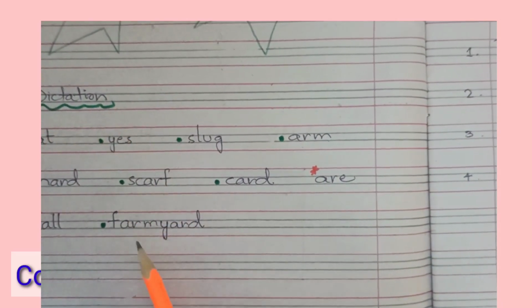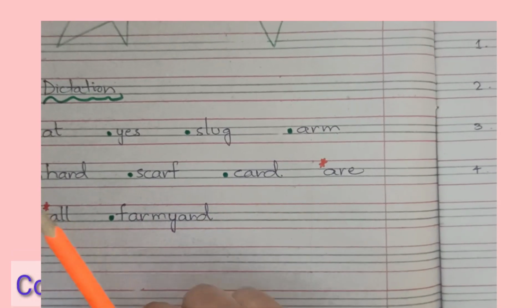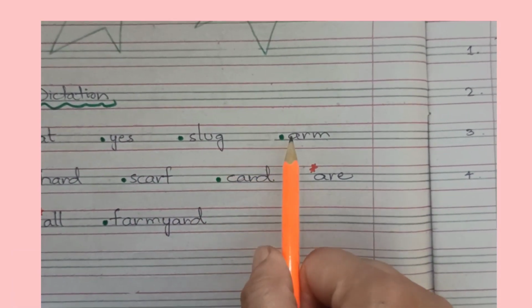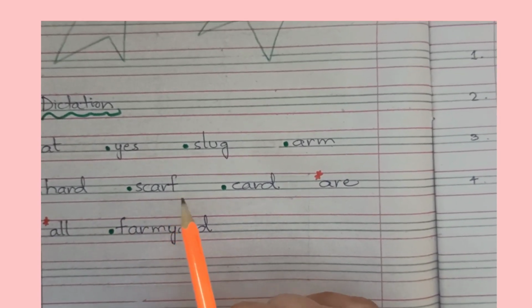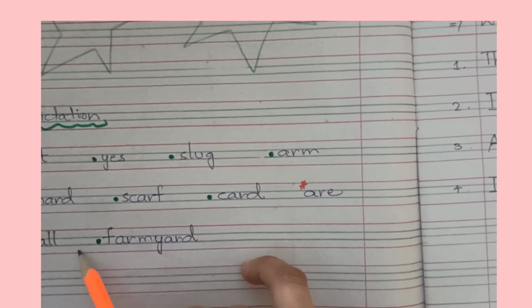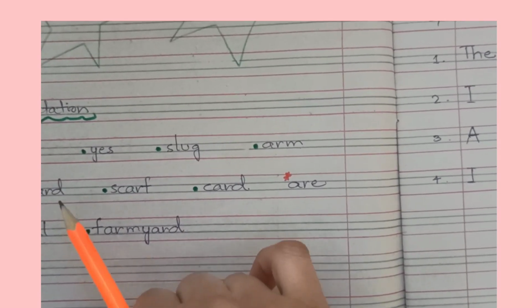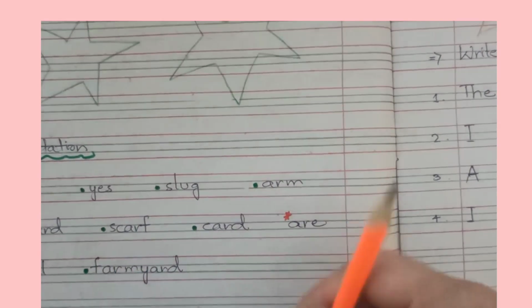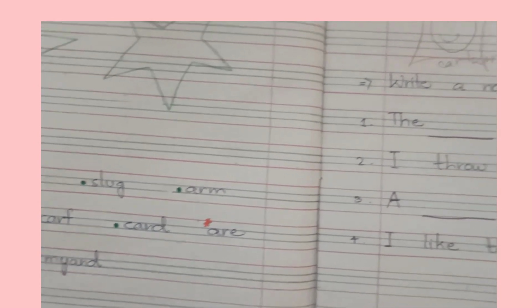Here I am sharing a list of dictation words and 2 tricky words: at, yes, slug, arm, hard, scarf, card, farmyard. Are and all are the tricky words for the students in grade 1 and 2. But later on you can teach them the logic.